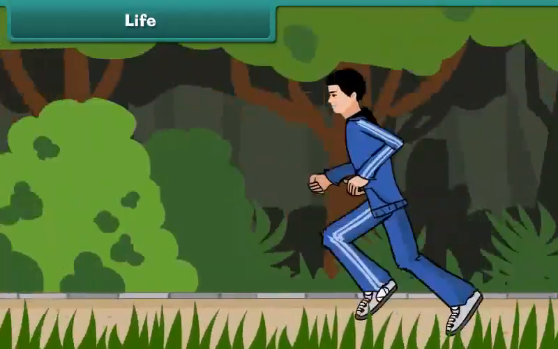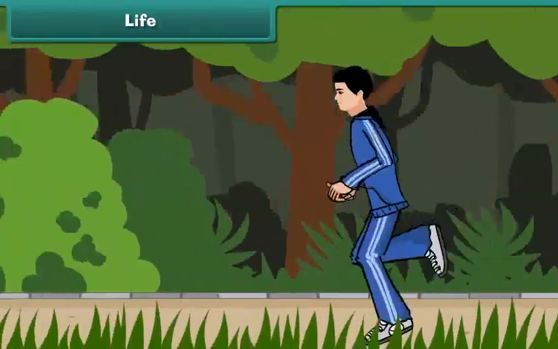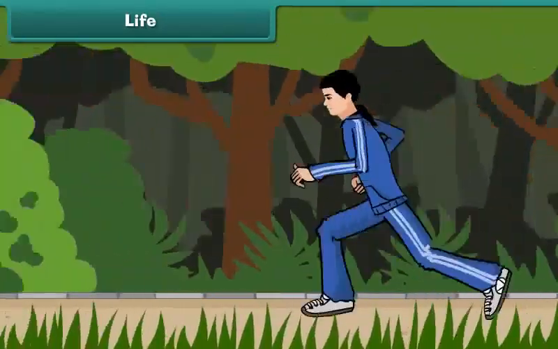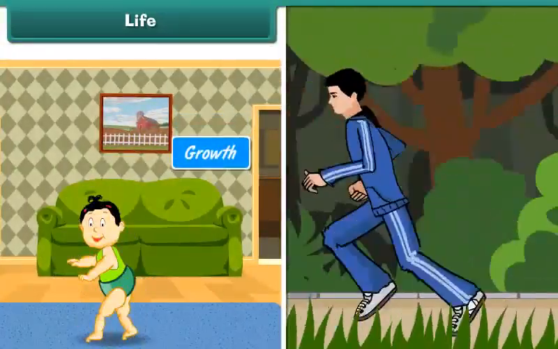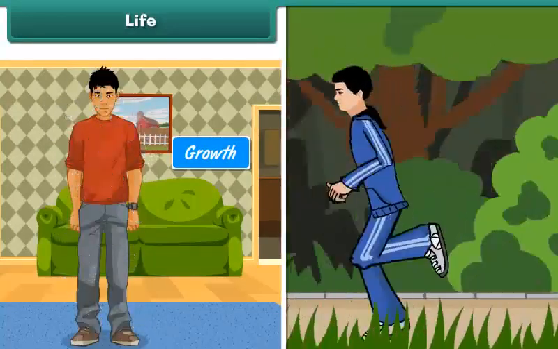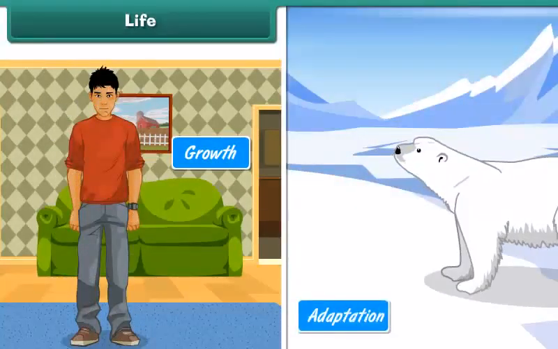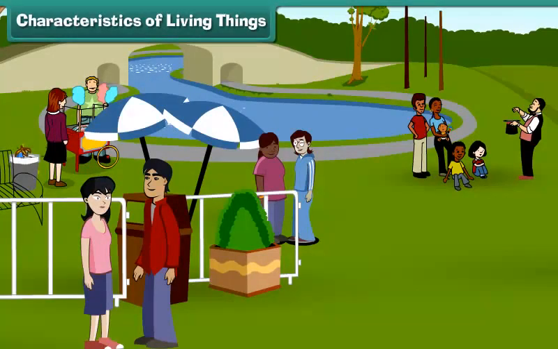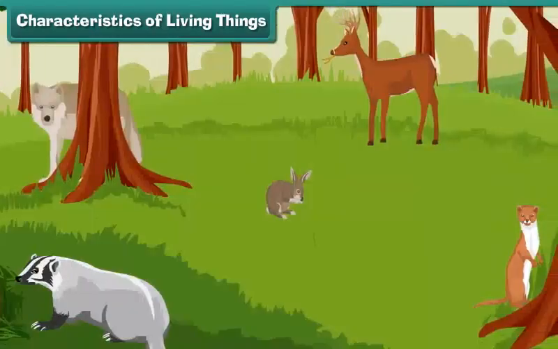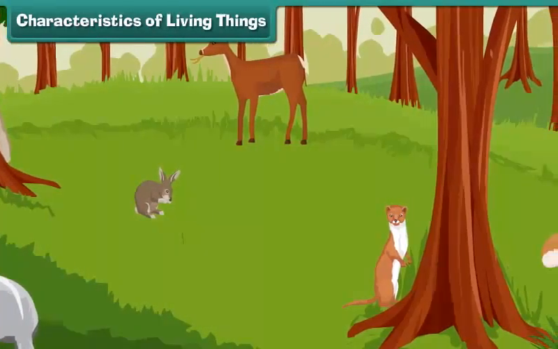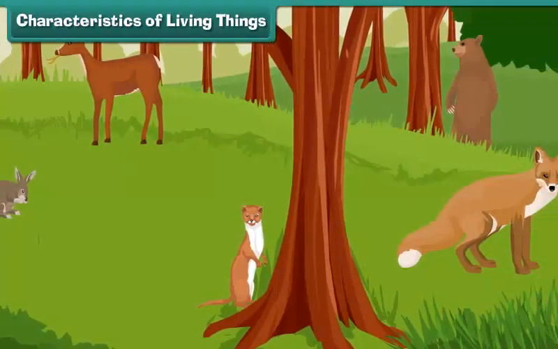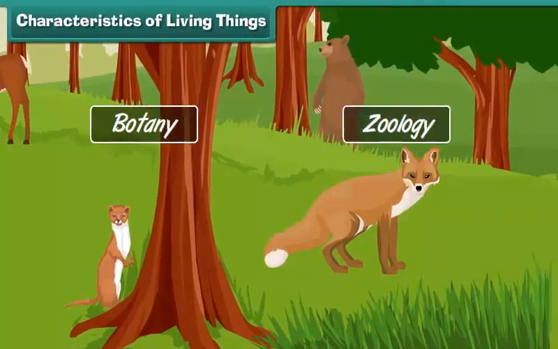Life. Life is a unique, complex cellular organization of molecules expressing itself through chemical reactions which lead to growth, development, responsiveness, adaptation and reproduction. Characteristics of living things. Things which depict growth, reproduction, ability to sense the environment and mount a suitable response are called living things. Plants and animals both are living. Therefore, biology deals with the study of both plants, botany, and animals, zoology.